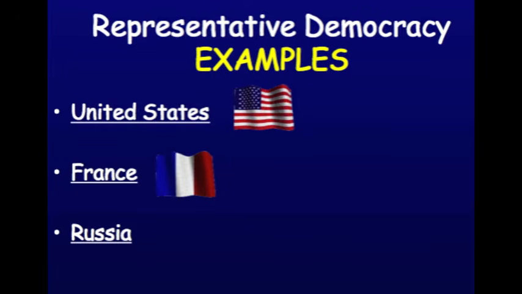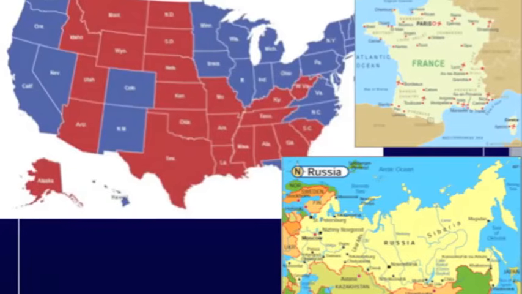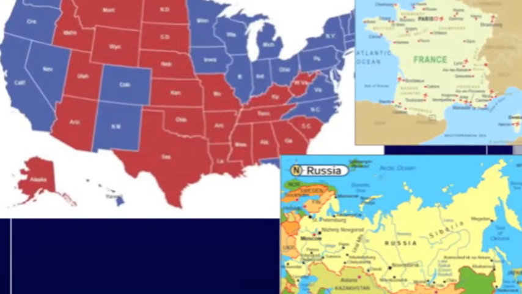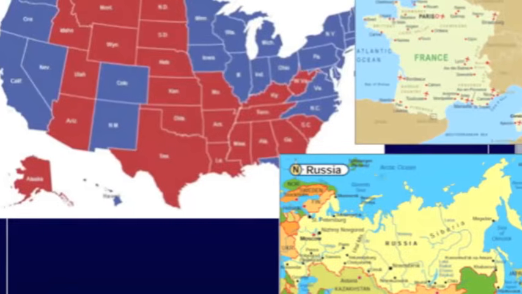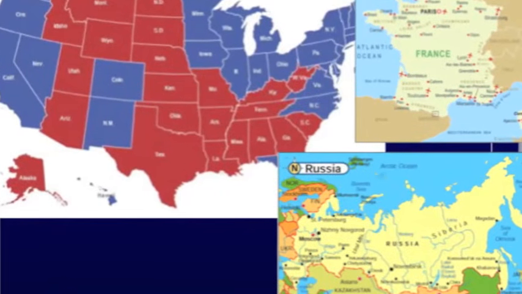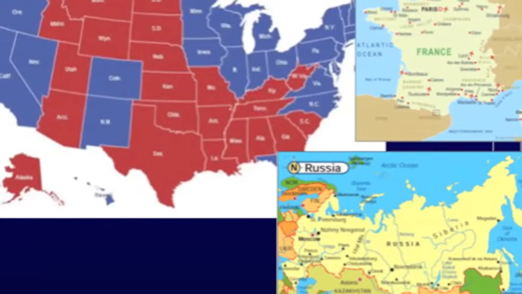Here are some examples of countries that have representative democracy. The USA, like I said, France, and Russia. Do you know what continent each of these countries are on? If you guessed North America for the USA and Europe for France and Russia, you're correct. Good job.